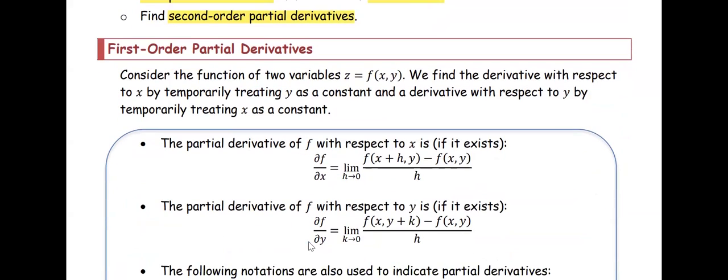For the first order partial derivative, consider the function of two variables as z equals the function of x and y. X and y are independent variables and z is the dependent variable. We find the derivative with respect to x by temporarily treating y as a constant, and the derivative with respect to y by temporarily treating x as a constant.